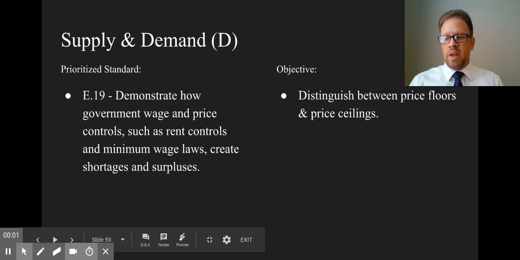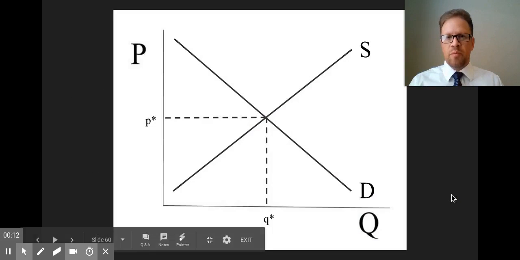Hello, this is Supply and Demand, Section D, Price Controls. Our prioritized standard is Economic Standard 19. Objectively, we're going to distinguish between price floors and price ceilings.